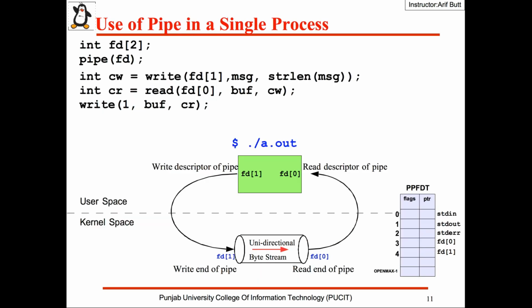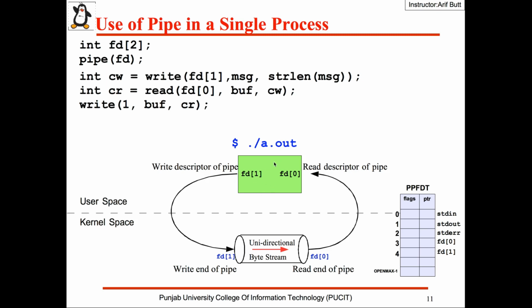Okay, so this slide shows you an illustration showing how we can create a pipe. Well, this is the call which is used to create the pipe, and the pipe is created inside the kernel space, and of course it is unidirectional and having two ends, the read end having the descriptor in fd sub 0 and the write end of the pipe is having its descriptor in fd sub 1.